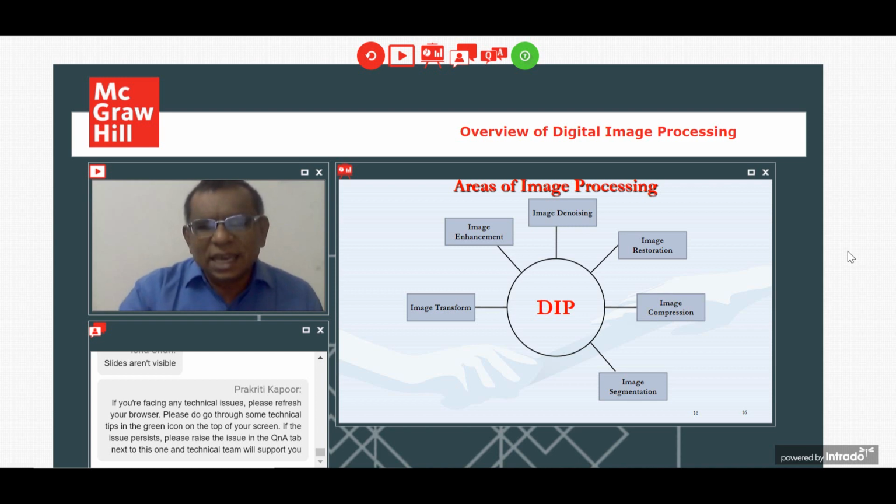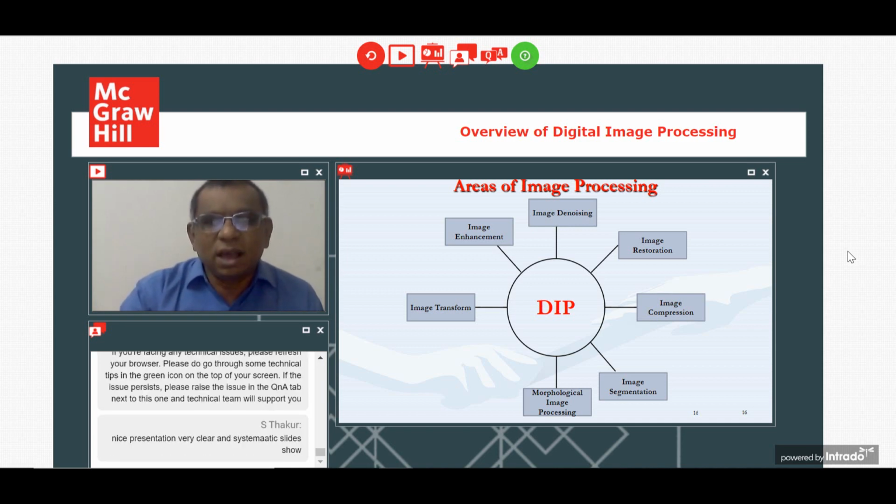Then the next area in image processing is segmentation. Segmentation deals with partitioning of the image into different regions such that homogeneity is maintained within the region and heterogeneity is maintained across the regions. How to do the processing of the image with respect to shape is governed by morphological image processing. Different techniques employed in morphological image processing are dilation, erosion, opening, closing, top hat transform, and so on.